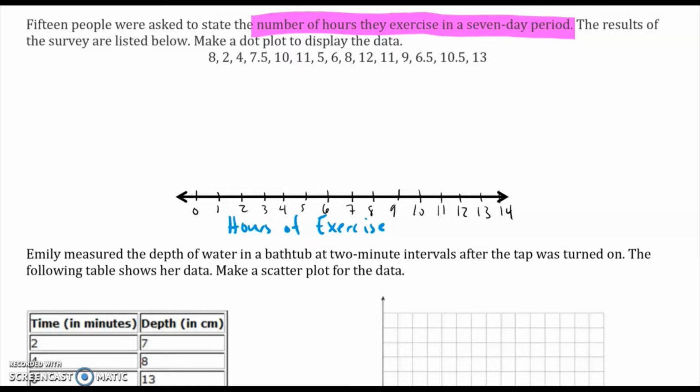And then here's the easy part, right? We just take a look at each number and just put a dot where we have to represent how many of each value we have. So let's see, my first number is an 8. So I'm going to put a dot right there above the 8. And I like to cross off as I go so I don't put the same thing twice.